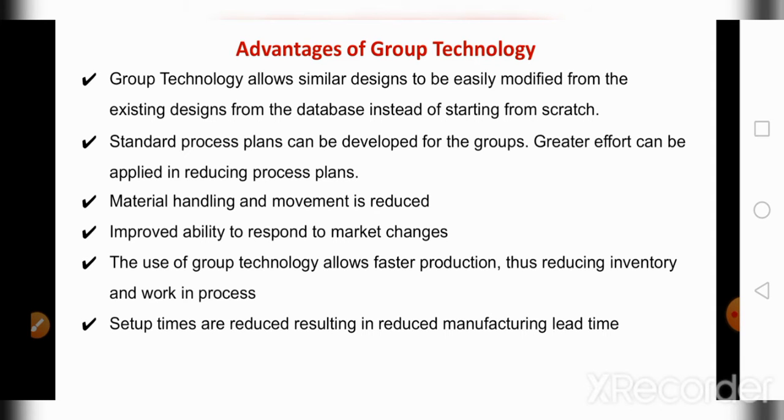Next, advantages of group technology. Group technology allows a similar design to be easily modified from the existing designs in the database, instead of starting from scratch. As I told, when we have a similar part family with a slight change, we can manufacture a new product. We take the same design of a similar part, modify it, and save it as a new part style for what we are going to manufacture, and it will be referred to further. So instead of starting from scratch, this is how the flexibility to manufacture comes about.